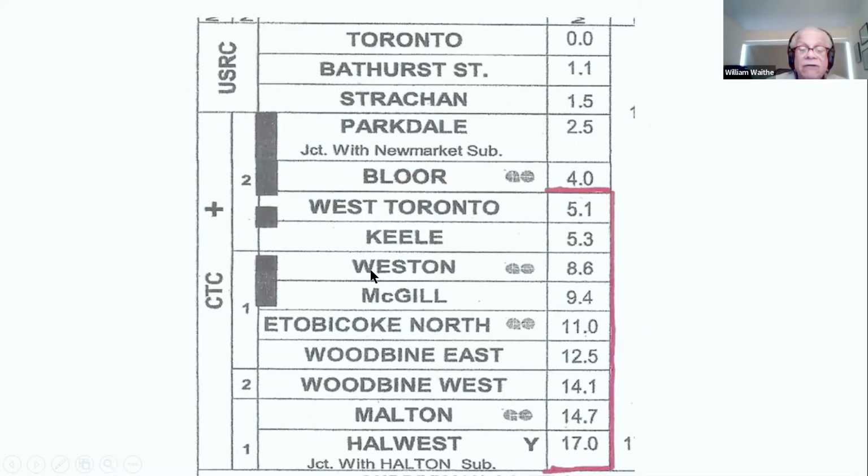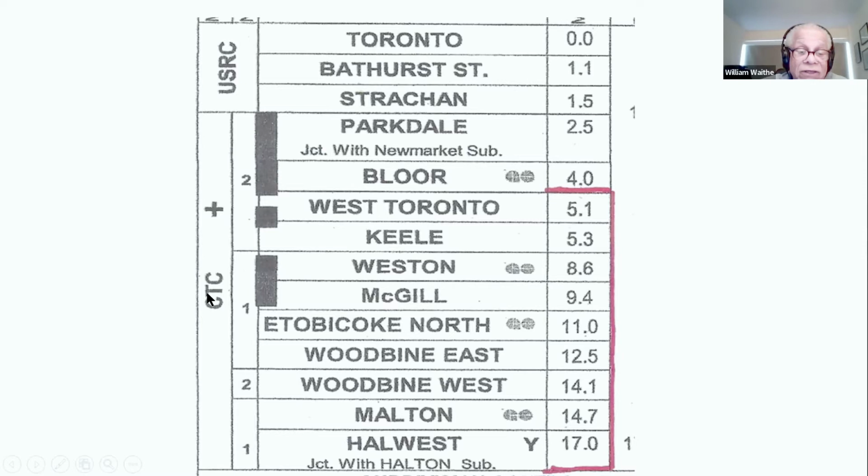This is a detail from the latest trackside guide, the 2022 trackside guide, and it's showing the section of interest, which I've outlined in red. The industries are along this area, and I'm particularly concentrating on mileposts from about 5 up to about 12, with the industries in this area, Rexdale and Etobicoke North.